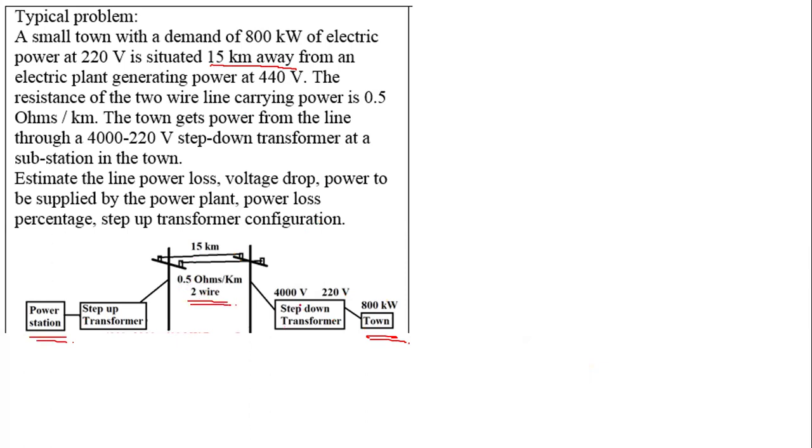And then they are given the step down transformer, 4000 volt. Again, this diagram is not given in the question, but it's a standard diagram you should try to remember so that you can plug in the data in the appropriate places. Estimate the line power loss and voltage drop. Very important. All the other things are also important, but mainly these two things are what we are very much interested in. And then the power loss percentage.